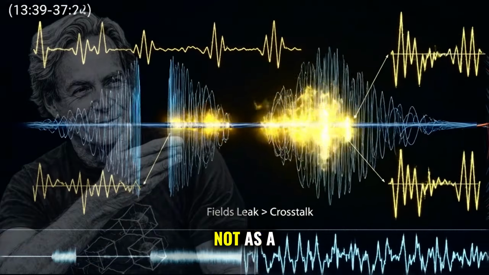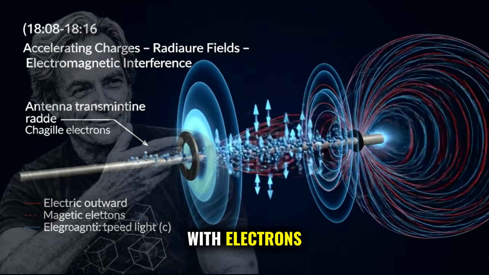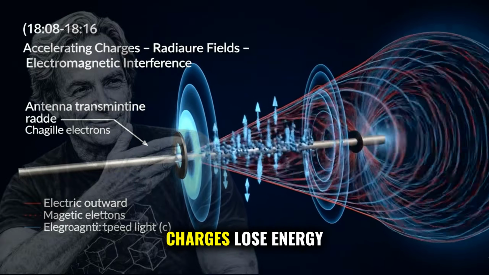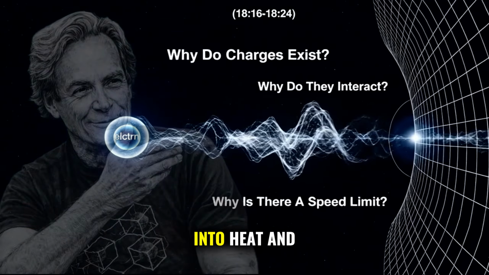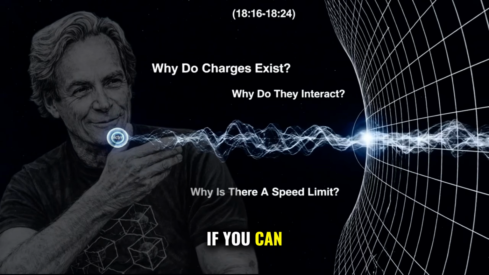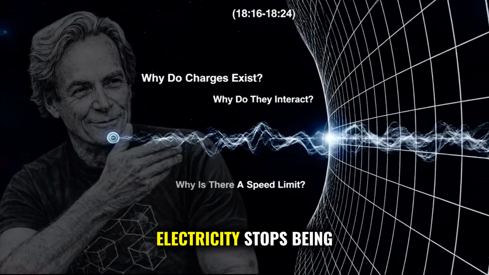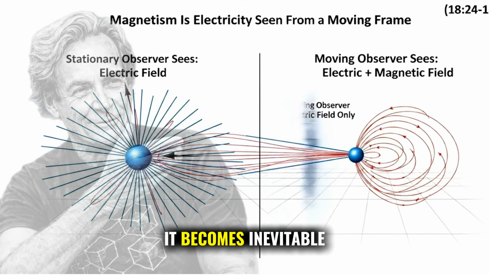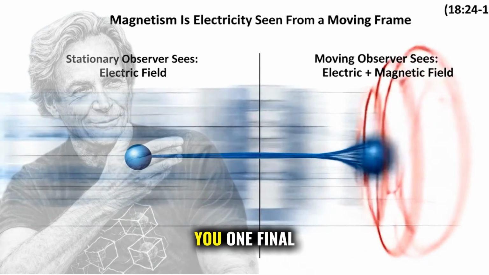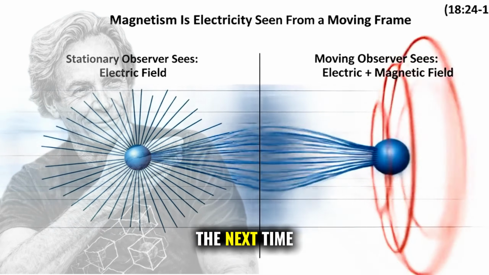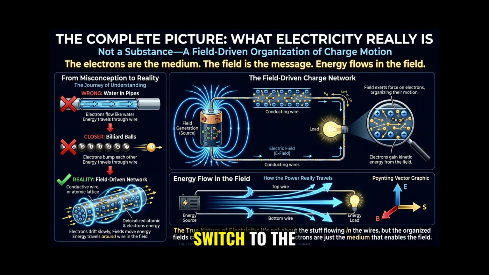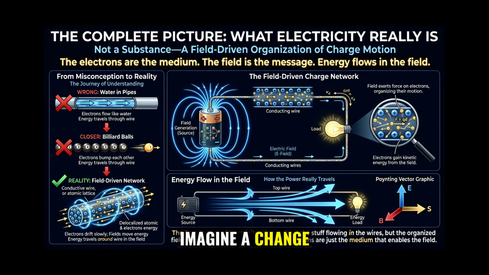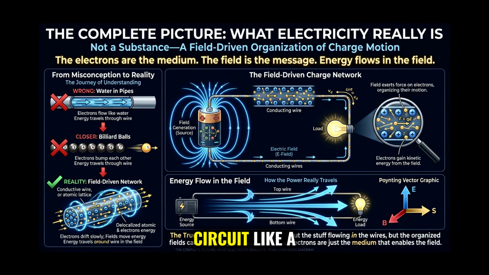Imagine the bulb not as a bucket being filled with electrons, but as a place where drifting charges lose energy through collisions, turning ordered motion into heat and light. If you can hold that picture, electricity stops being magic. It becomes inevitable. Now let me give you one final image. The next time you flip a switch, don't imagine electrons racing from the switch to the bulb. Imagine a change in the field spreading through the circuit like a ripple.